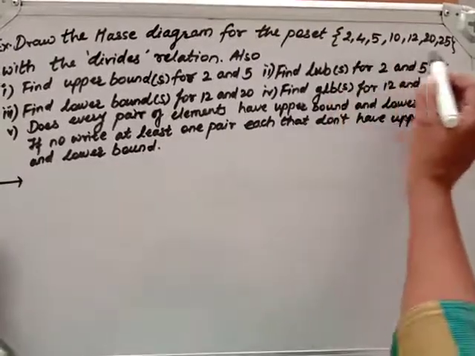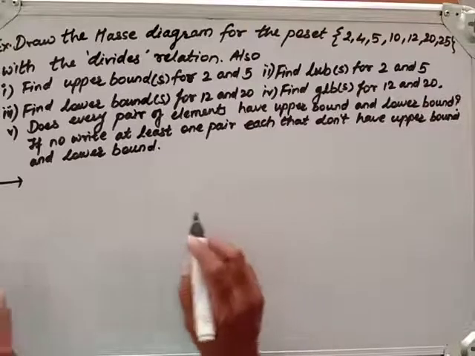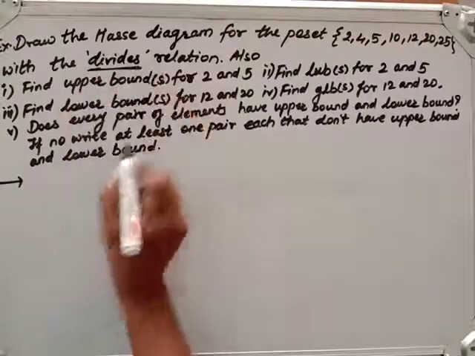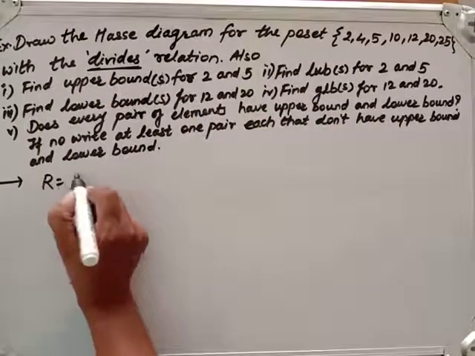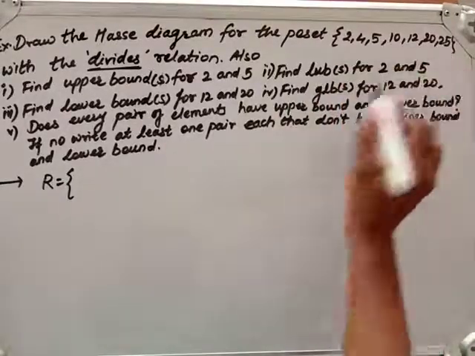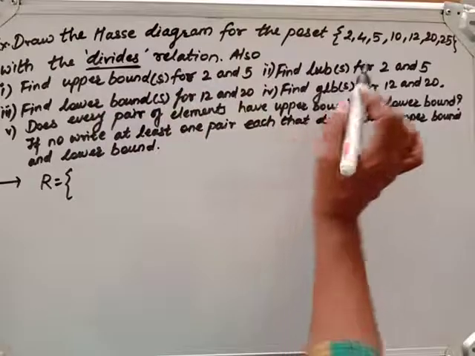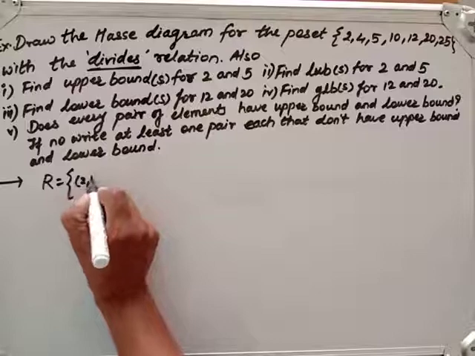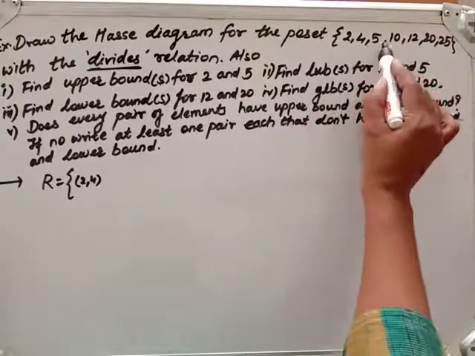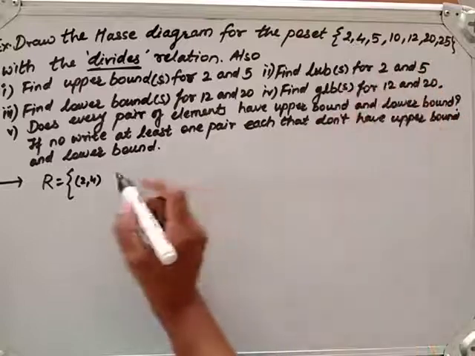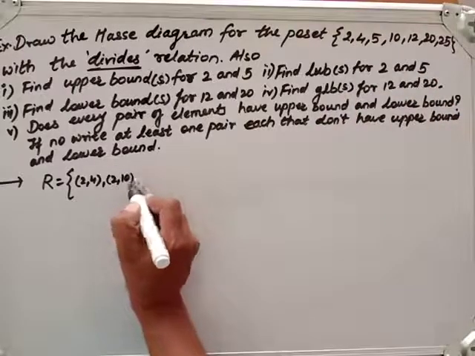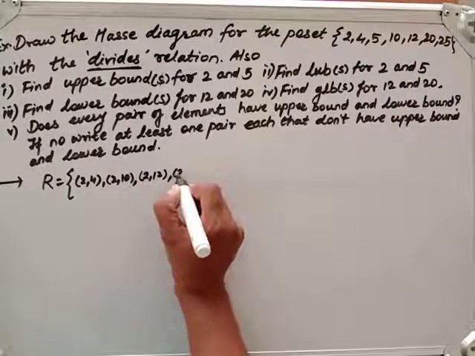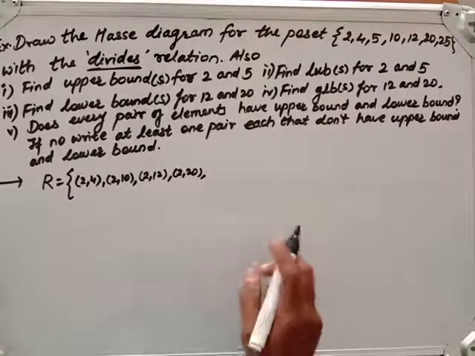We have to draw a Hasse diagram for this poset first. So let me get this relation first. The relation is what? Divides relation. So let us find out the relation R for this poset first. These are the elements of that set on which the divides relation is given. Now you know 2 divides 4. So there is a pair 2, 4. Let us check for 2. 2 doesn't divide 5. Fine. 2 divides 10. So 2, 10 is a pair. Then 2 divides 12. So 2, 12 is a pair. 2 divides 20 also. Fine. These are the pairs for 2.